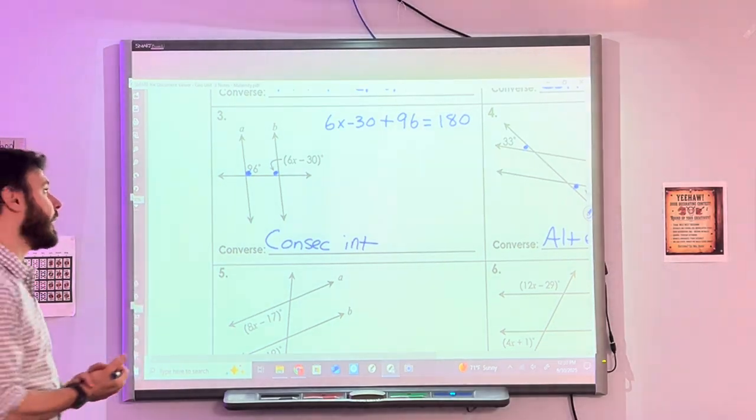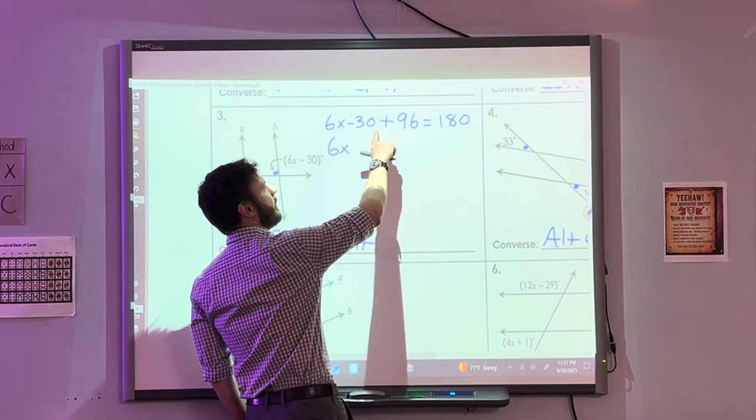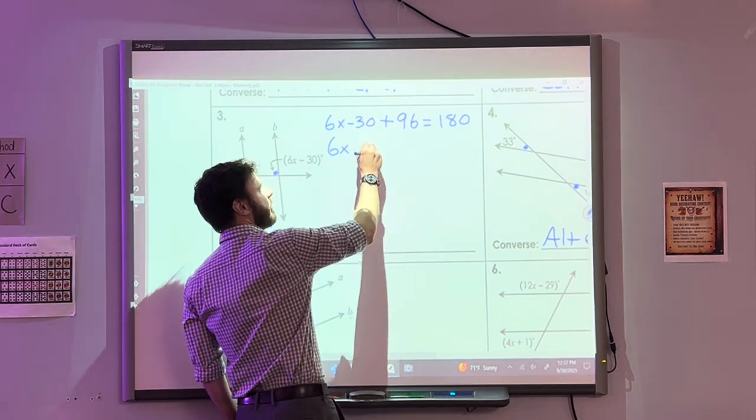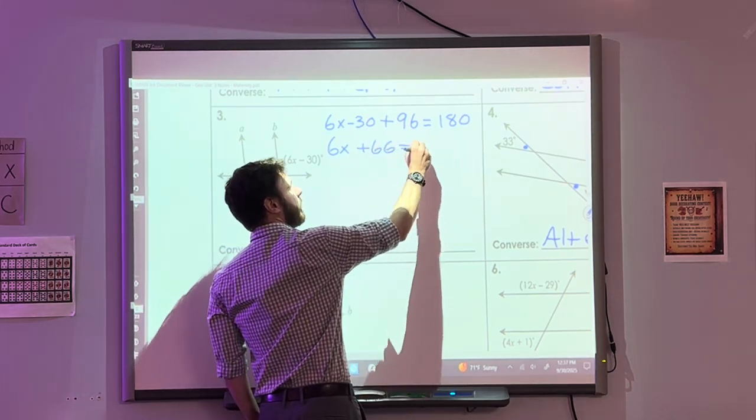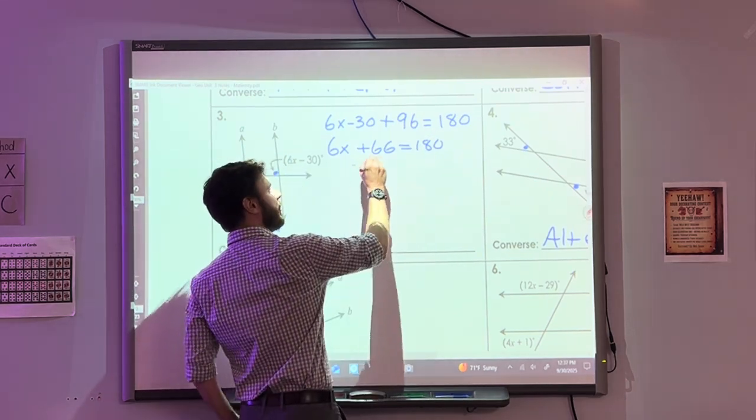Now I gotta combine like terms. 6x is the only kind of x I have. But I can combine a negative 30 with a positive 96 to make 66. And now we have a problem that looks like the other ones we just did.